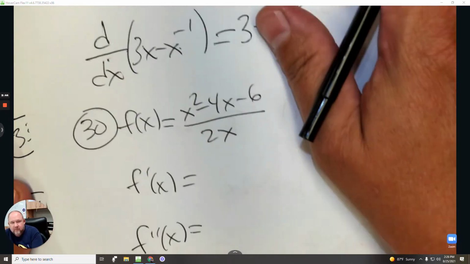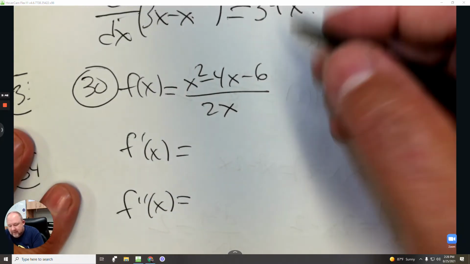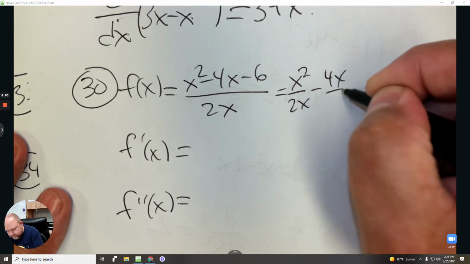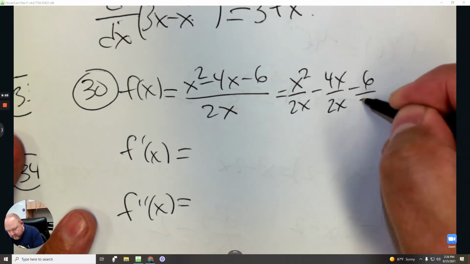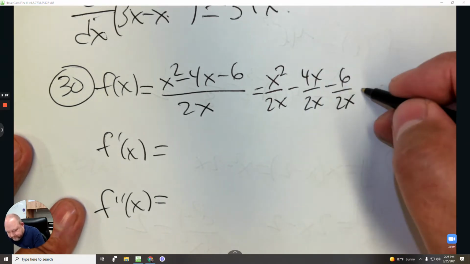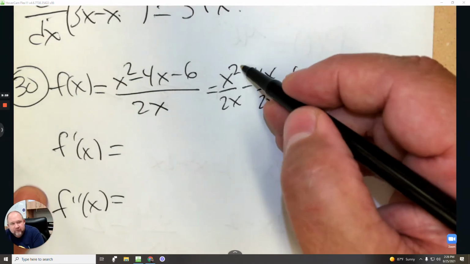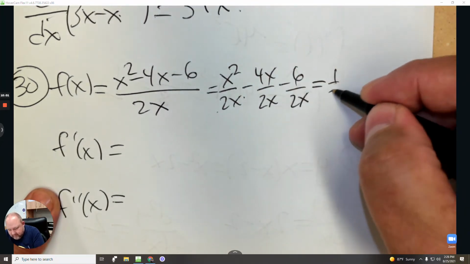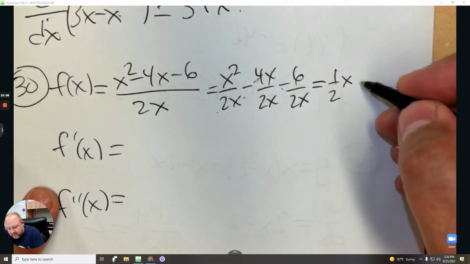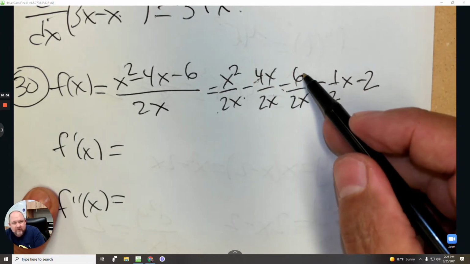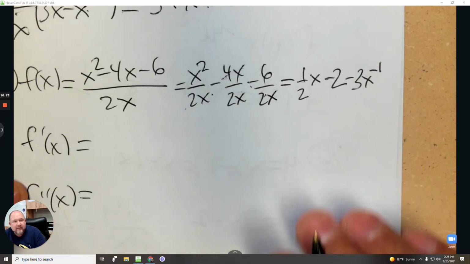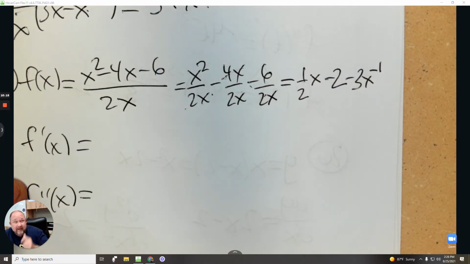Number 30, write it down, press pause. I'm going to write this as 3 fractions. And then I'm going to simplify it. So x squared over 2x leaves me with 1/2 x. 4x divided by 2x leaves me with negative 2. And then 6 divided by 2 is 3, but we have an x in the denominator, so I'm going to write that as x to the negative 1.